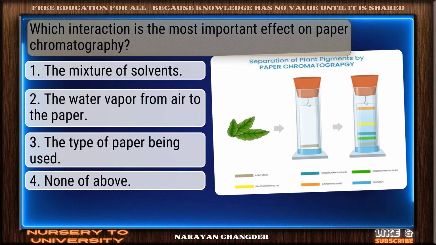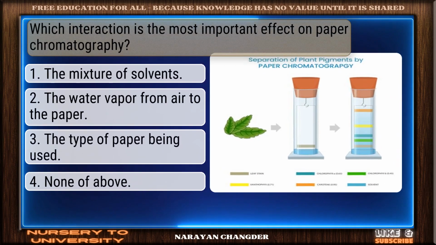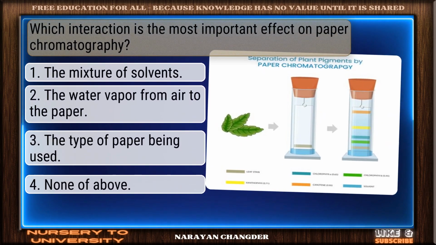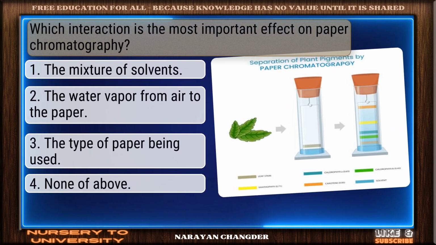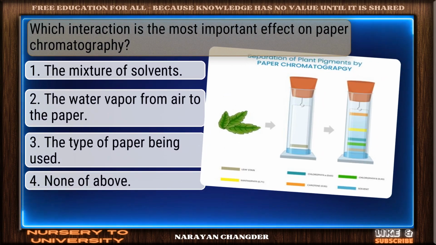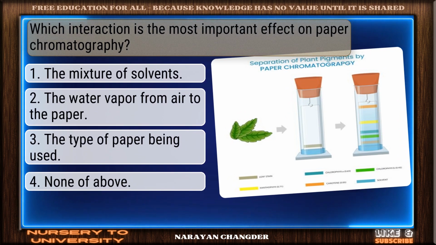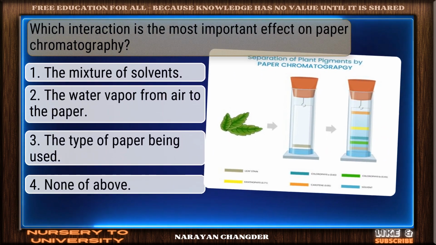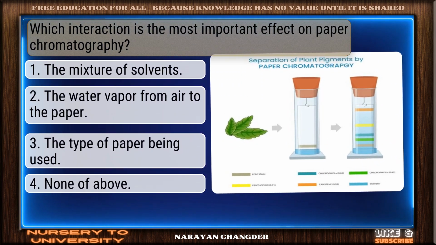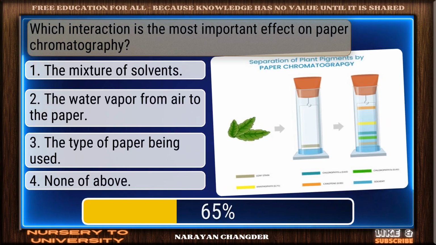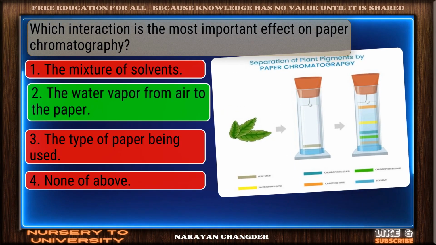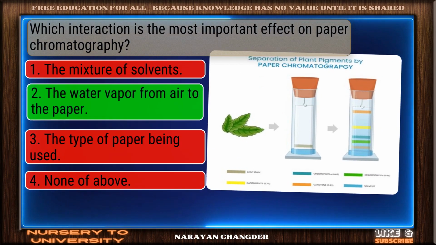Which interaction is the most important effect on paper chromatography? Option 1. The mixture of solvents. Option 2. The water vapor from air to the paper. Option 3. The type of paper being used. Option 4. None of above. Nailed it. The water vapor from air to the paper.